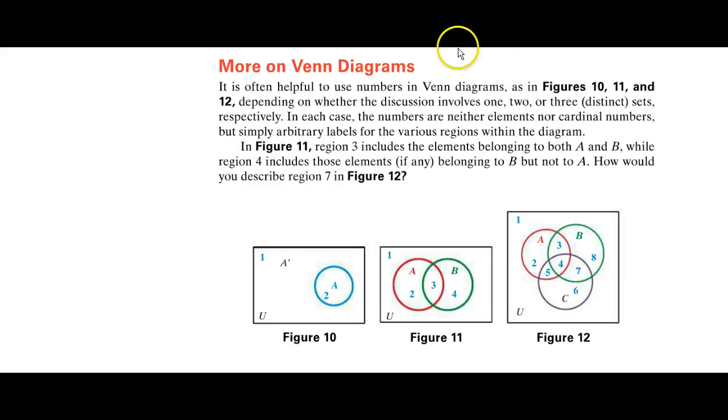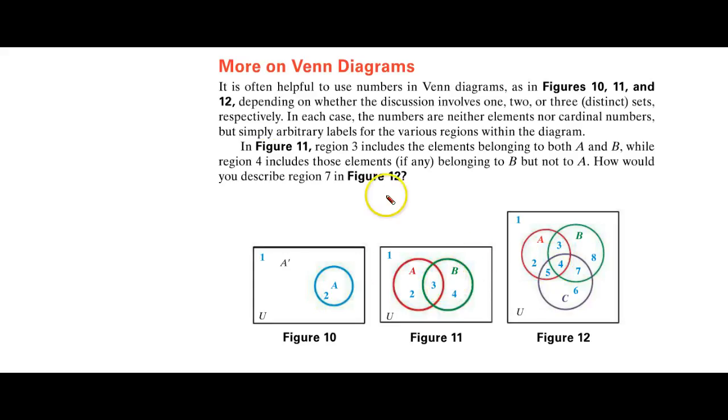Now, as we look at more on Venn diagrams, we have three figures, and here there is one set, two sets, three sets, and the numbers that are used within these sets are not elements nor cardinal numbers, just to relate to parts of the diagram. So it's just keying these numbers to parts of the diagram.